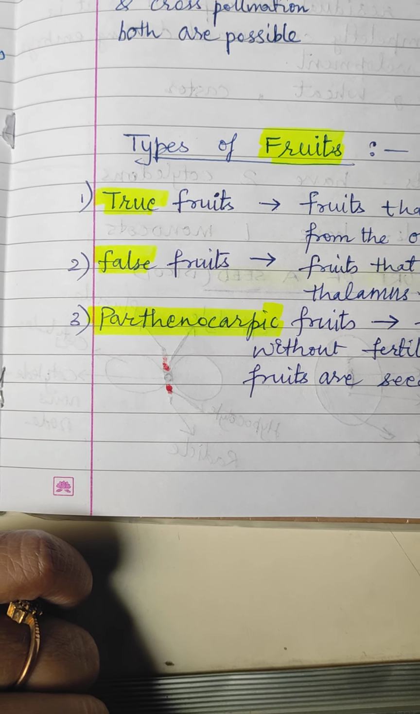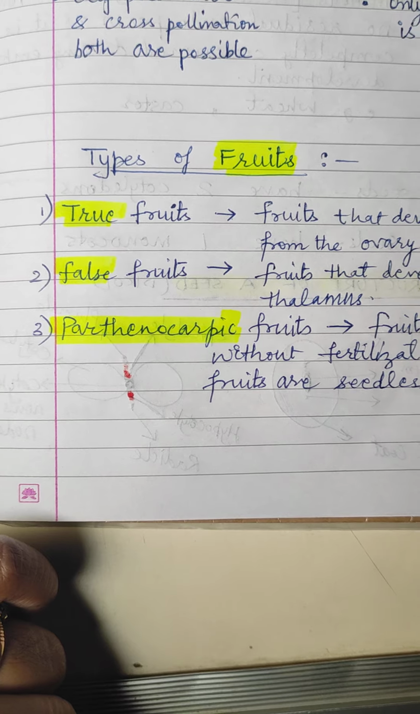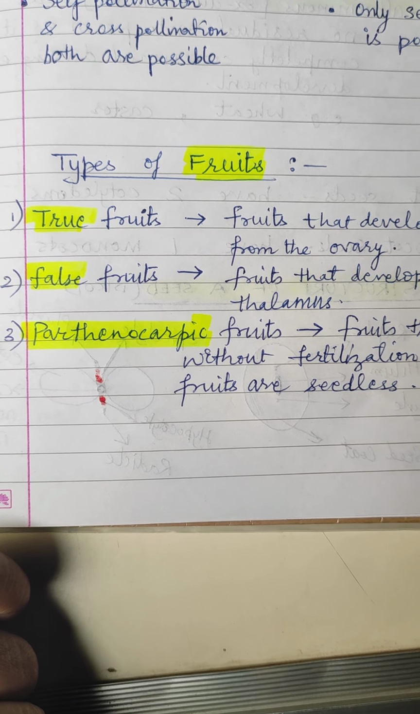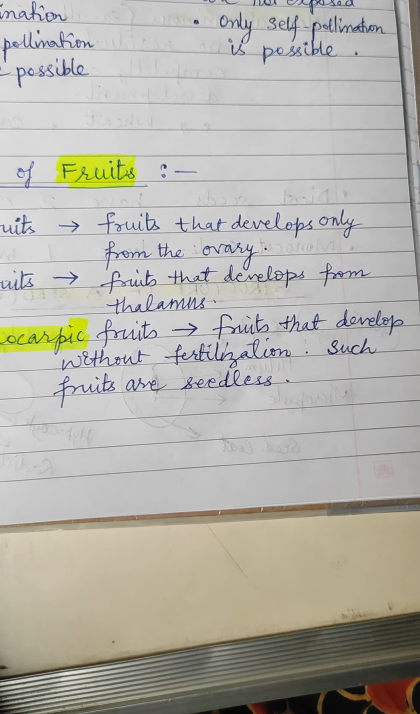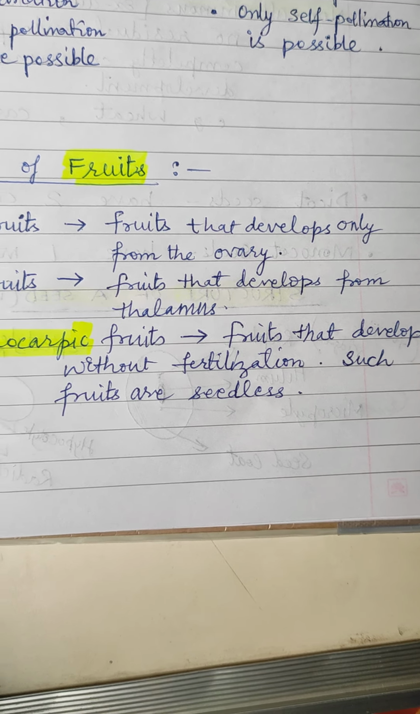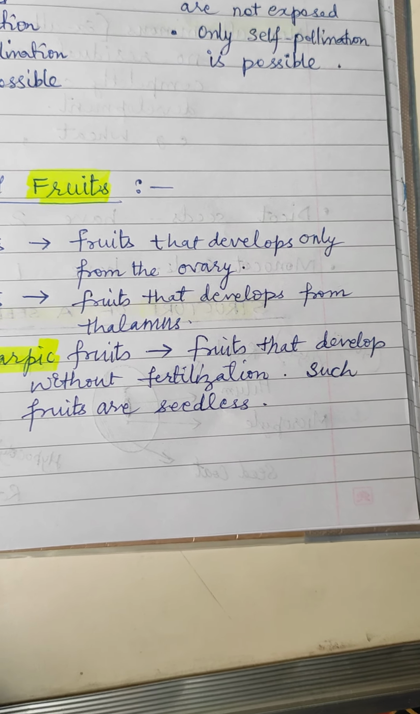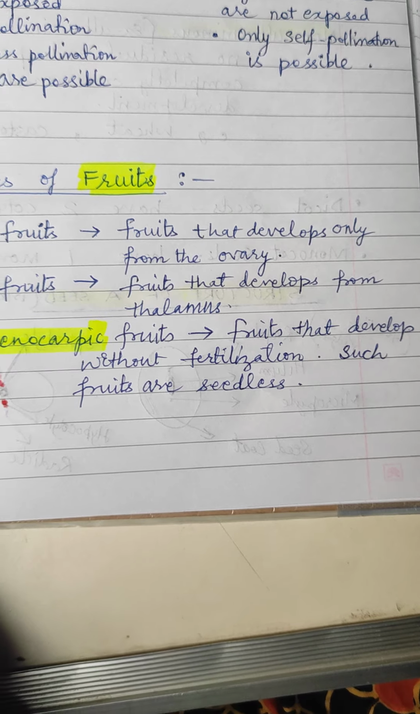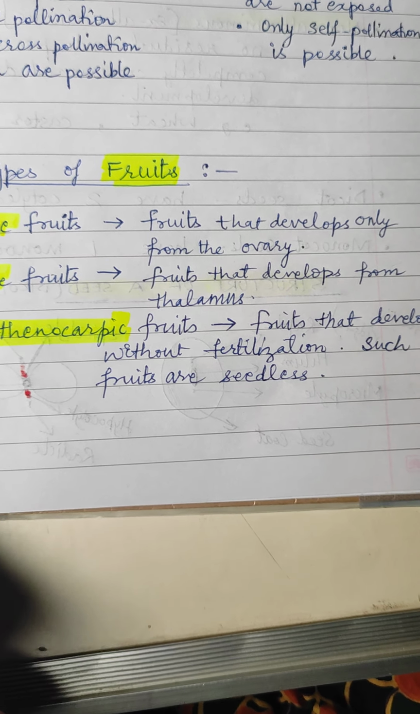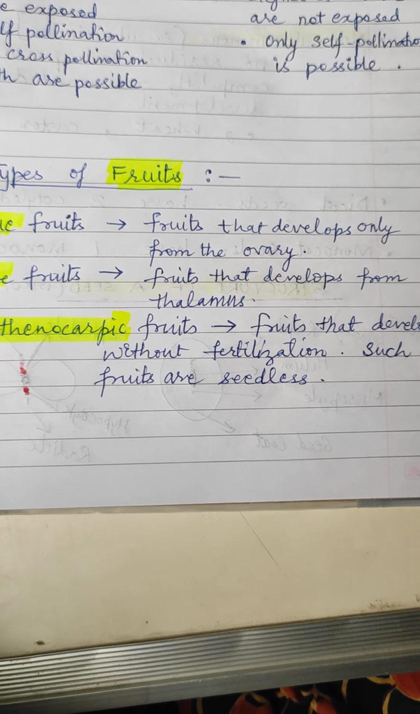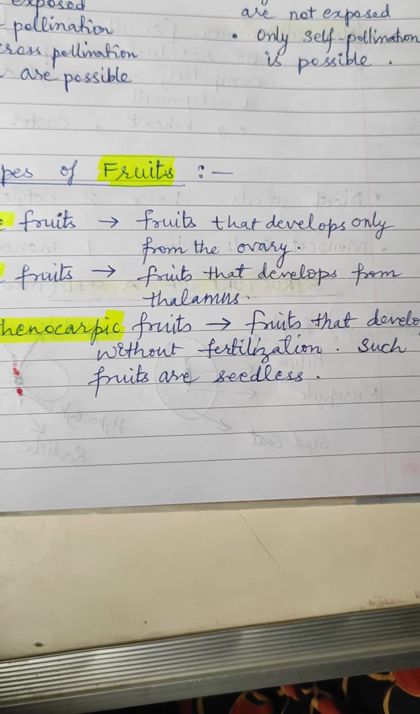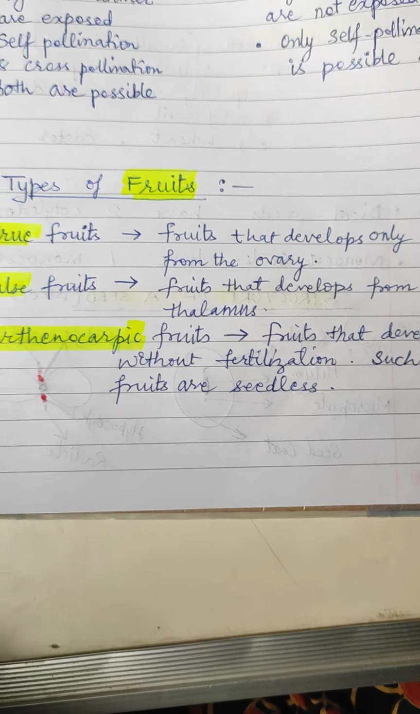Third is the parthenocarpic fruits. Parthenocarpic fruits are those fruits which are developed without fertilization. And since fertilization has not occurred, there is no seed present. So parthenocarpic fruits are seedless.